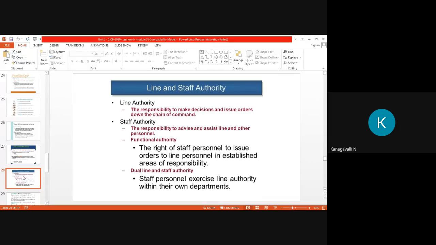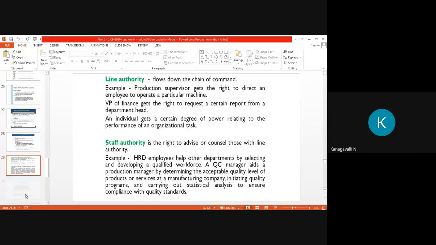So, who is your superior? Who is your immediate superior, and who is your topmost superior? You know, these hierarchies clearly. Dual line and staff authority: staff personnel exercise line authority within their own departments.